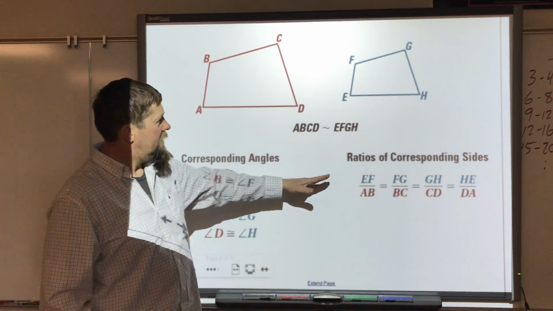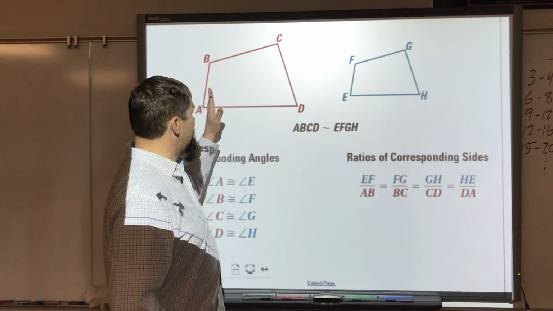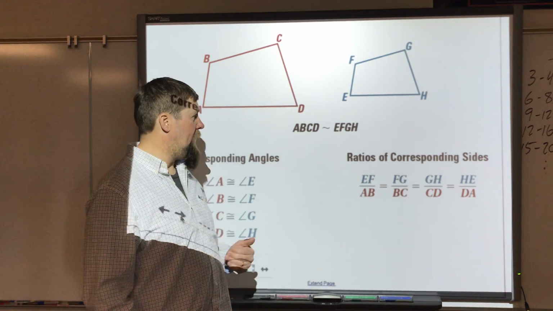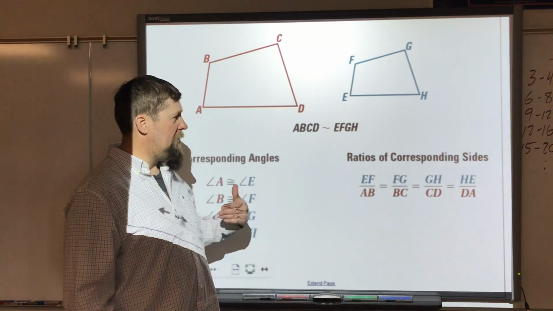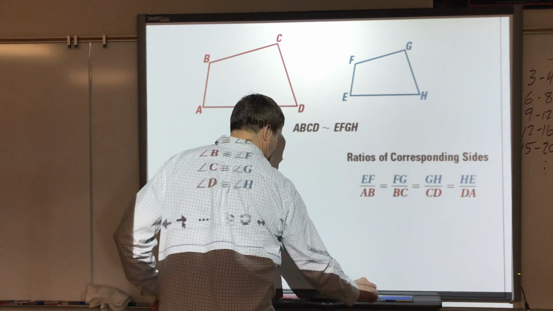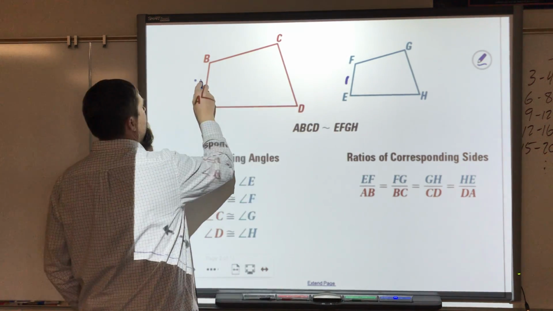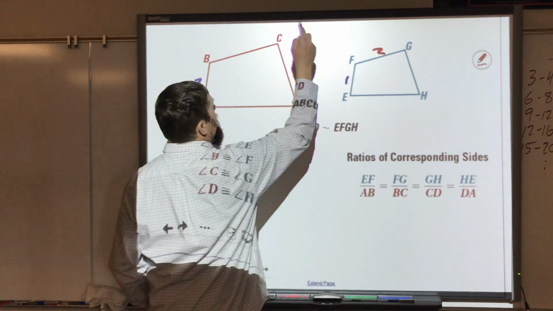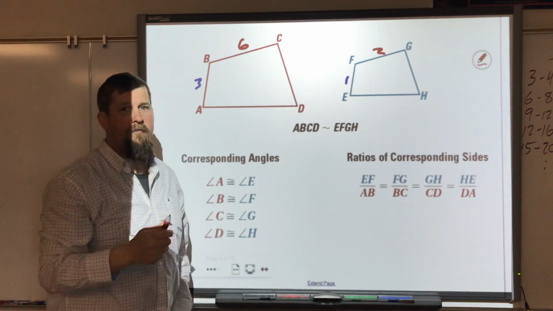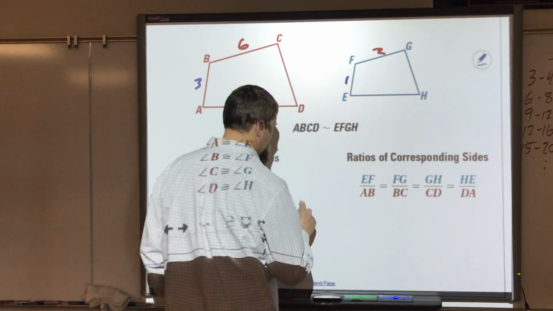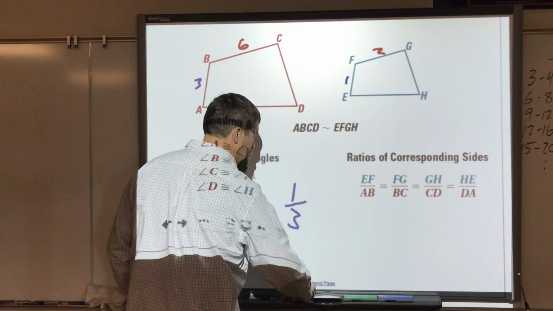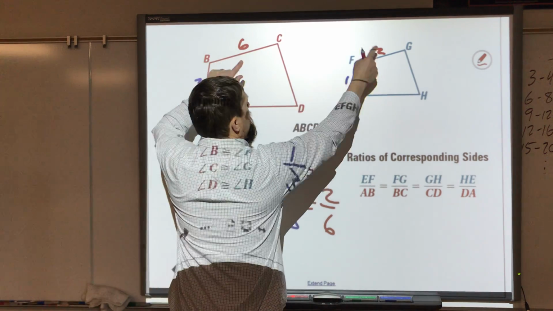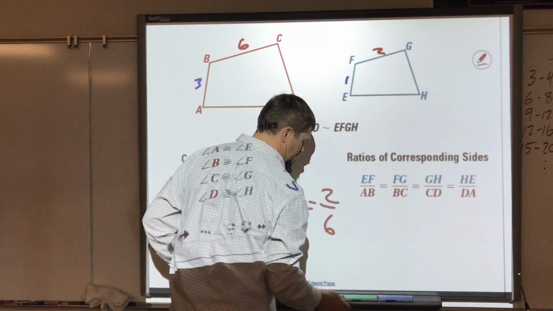So the ratios of all of the different corresponding sides to each other are all the same ratio, whether it be 2 to 1, 1 to 3, or whatever. So if this was 1, this was 3, and this one was 2, then this one is 6, because they have the same ratio. 1 to 3 is the same ratio as 2 to 6. All these ratios are the same.